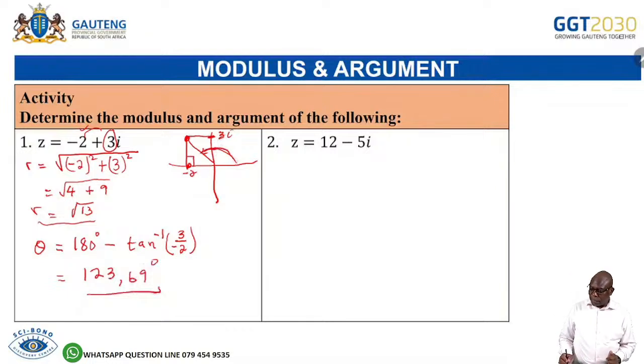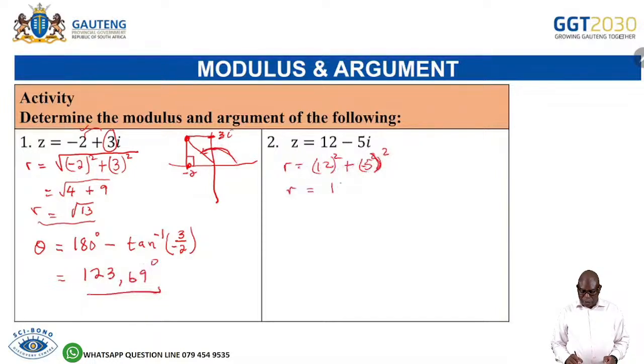The second one basically is the same thing. We are now going to say, how do I get the r? So the r is going to be the square root of 12 squared plus negative 5 squared. Then the r there will be the square root of 169, and the answer will be 13. Because 12 squared is 144, 5 squared is 25, and then there's 169, and the square root of 169 is 13. So the r is 13.